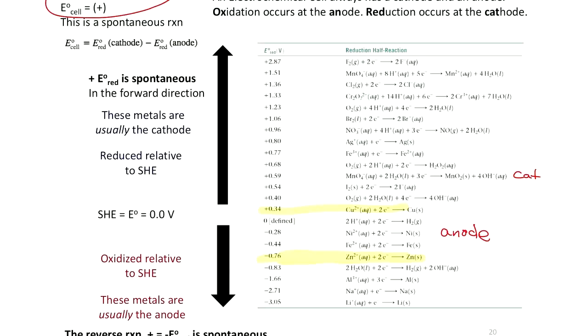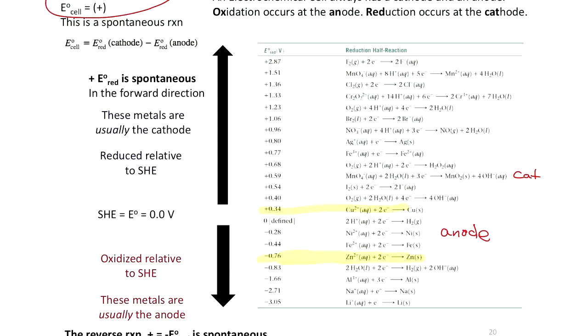So I identified the cathode and the anode, but here's the thing. Electrons are stupid. What if I swap the cathode and the anode? What I'm going to do is just swap the electrodes. Actually, I forgot which way I did it.